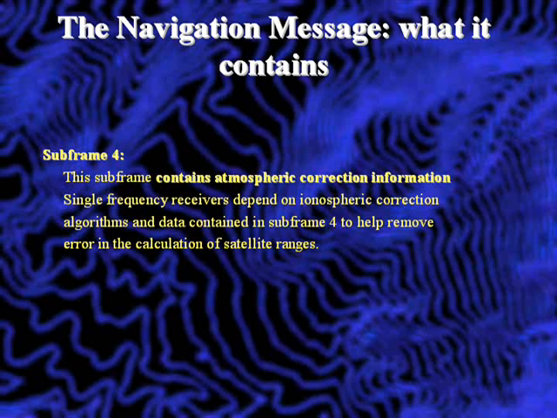Why not for dual frequency? Well, because we said that the L1 and the L2 wavelengths are different. So they are differently impacted by the atmosphere that they cross through. So if you have two different frequencies, you can basically get out how much each of them was impacted. If you have only one, there's no way that you can get that information unless you use subframe 4.